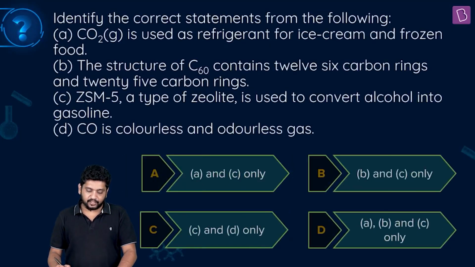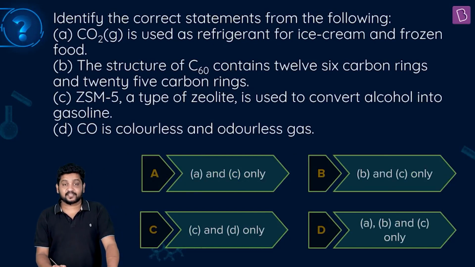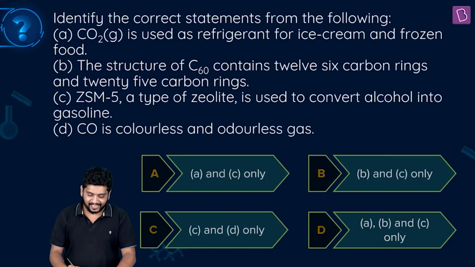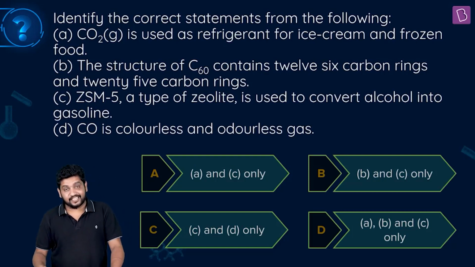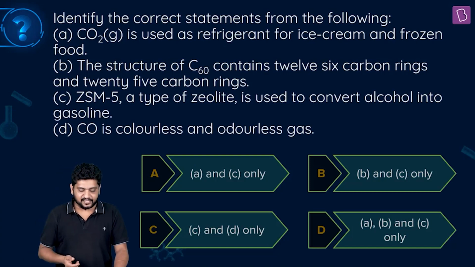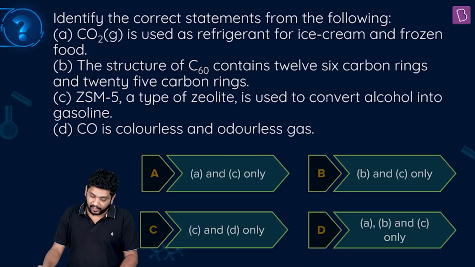And let's look at the options once again, right? So we had to identify the correct statements. So if you look at these, what do you see? As far as carbon dioxide is concerned, is it used as a refrigerant in gas phase? No. In solid phase, in dry ice form, yes. C60 contains 12 6-carbon rings and 25 carbon rings?